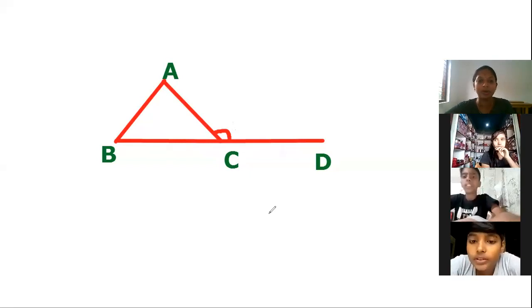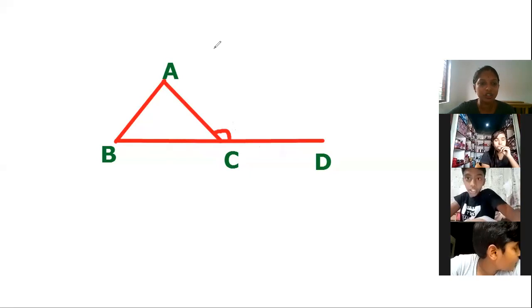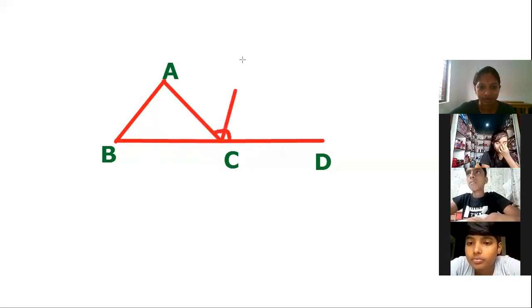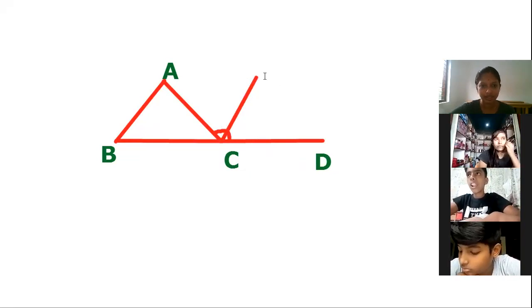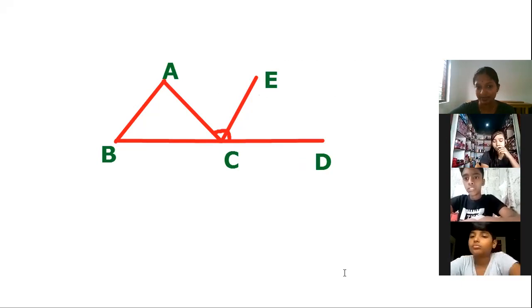For finding that property, I am just drawing a line which is parallel to BC. A line which is parallel to BC and starting here with C, which is parallel to AB. And I am just naming it as EC. Then what is the property of EC? AB and EC are parallel.